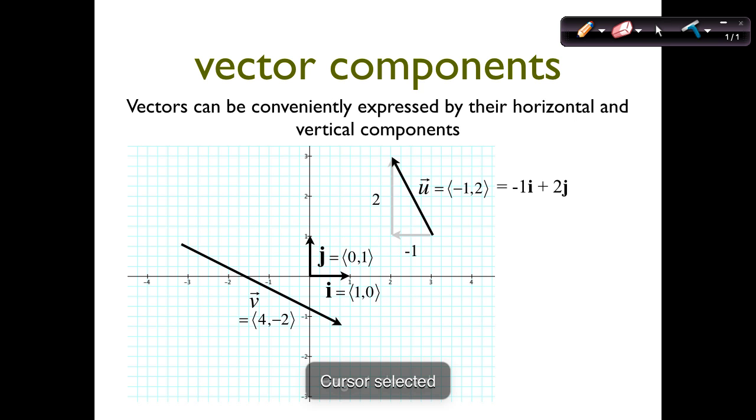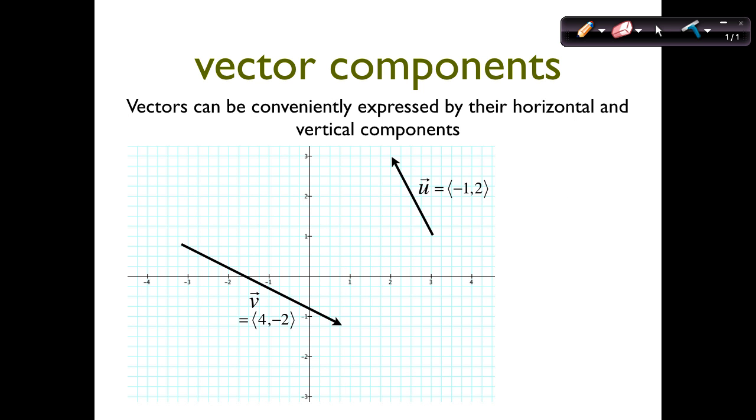I'll put you to work real soon here. Question, please. Yeah, because those i's and j's are vectors, right? That i stands for the unit vector in the positive x direction. Yep, so you'll need those arrows. Do they have to be lowercase or can they be upper? They should be lower.